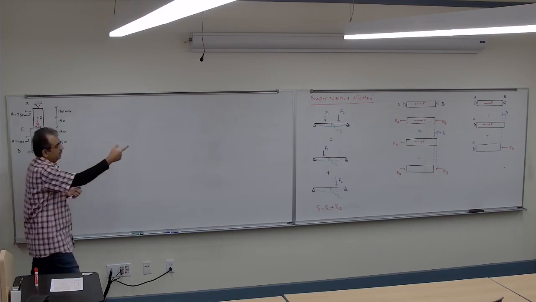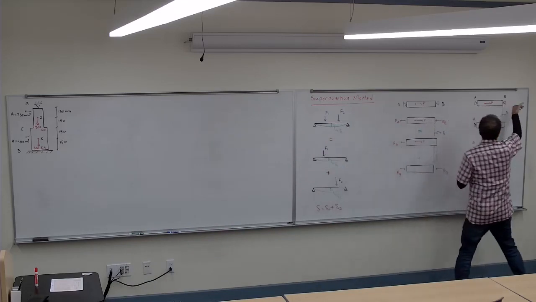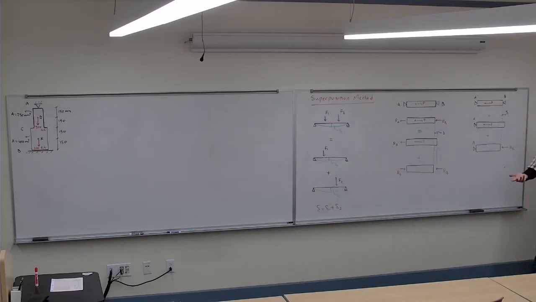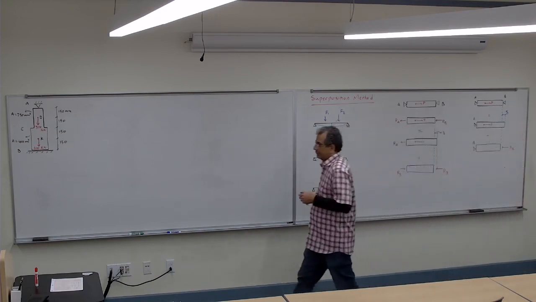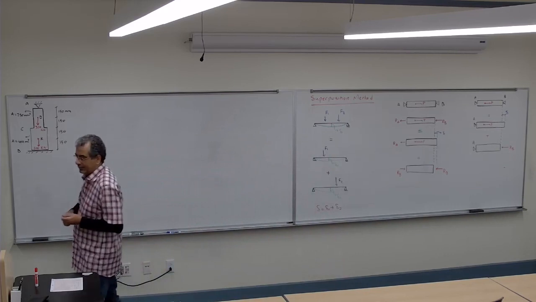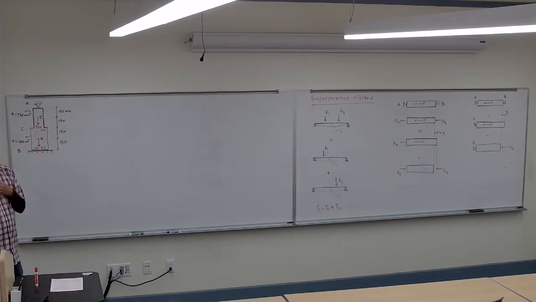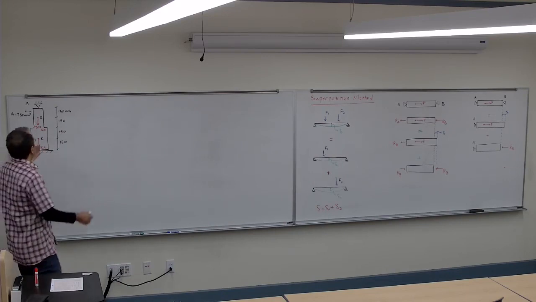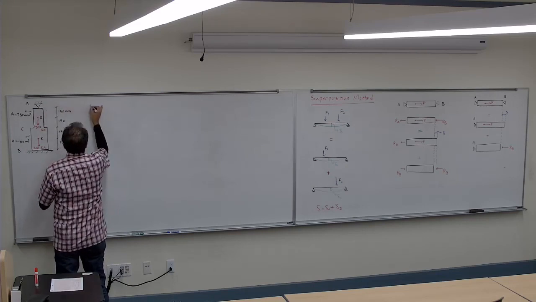If I want to do the superposition, I have to get rid of the support to make it determinate, and then put the effect of the support back on the case. In this case, it's probably easier to say, you know what, I'm gonna get rid of B, and let it stretch. So if I get rid of B, what I'm gonna have is the A part.